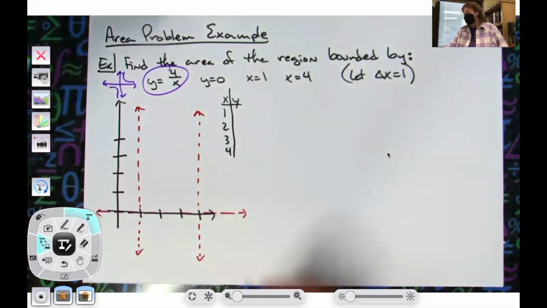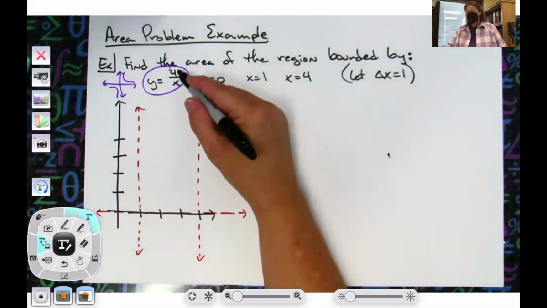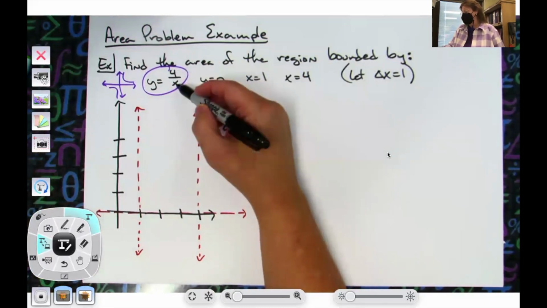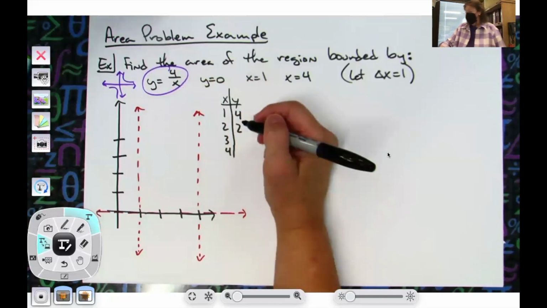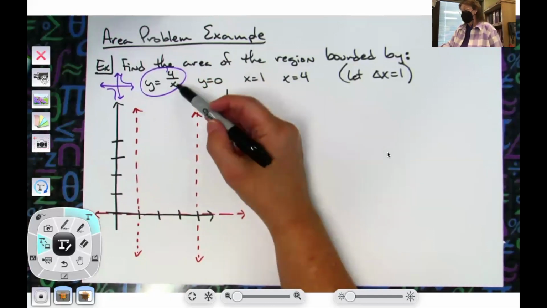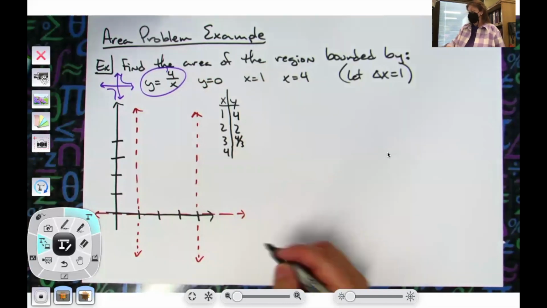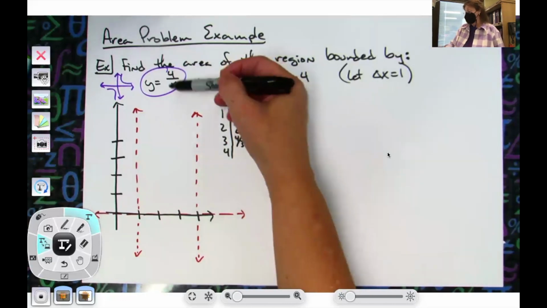All right, just so I could know exactly where this curve comes down in here. If I plug 1 into the function, 4 over 1 is just going to give me a 4. If I plug 2 into the function, 4 divided by 2 is going to give me a 2. If I plug 3 into the function, it's going to give me 4/3. Let's just leave it as 4/3. If I plug 4 in, 4 divided by 4 is going to give me a 1.